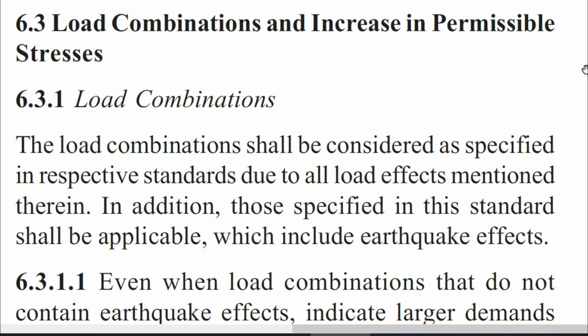6.3.1, Load combinations. This point mentions that load combinations are required to be followed first from the basic codes. Like for RC structures, IS 456, for steel structures, IS 800, then the basic loading code, IS 875, they need to be followed, and in addition to that, the combinations mentioned in this code, which are about considering the earthquake effects, need to be considered.